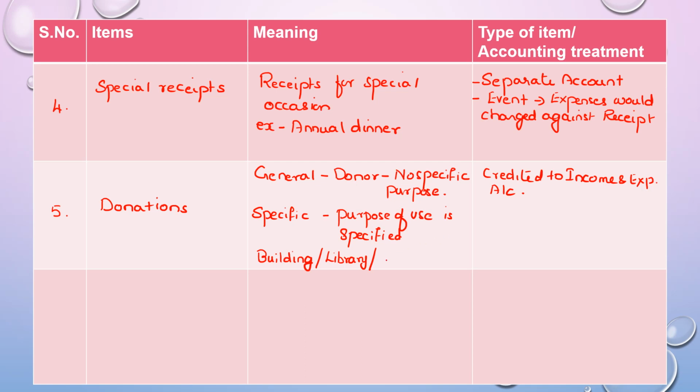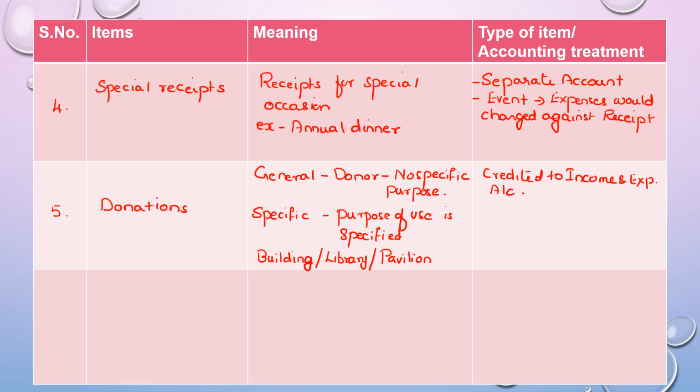Like that you can have different examples. If it is a sports club, they might collect donation when a pavilion has to be built. At that time they might collect donation, and the people who are donating are donating for the construction of the pavilion. So it is a specific purpose for which they are donating. It can be utilized only for the purpose of constructing that particular pavilion. So these are some examples of how a person can make specific donations.